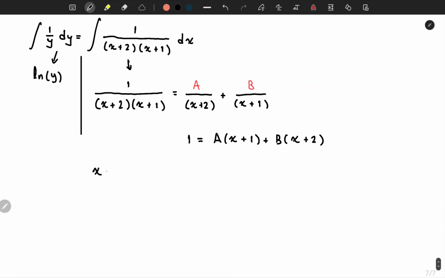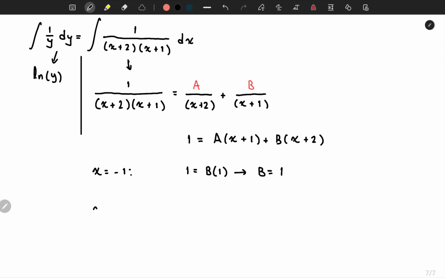So let's try x is equal to -1. So 1 is equal to A times (-1 plus 1), which is equal to 0, and 0 times A is 0, and then plus B(-1 plus 2), that is 2 minus 1, so it is 1, and that means B is equal to 1.